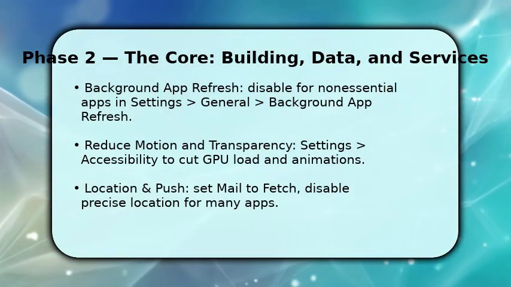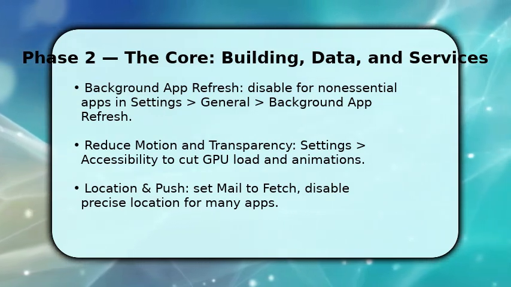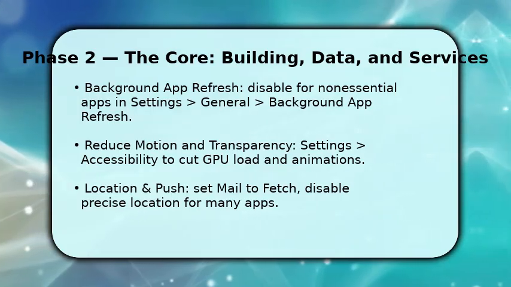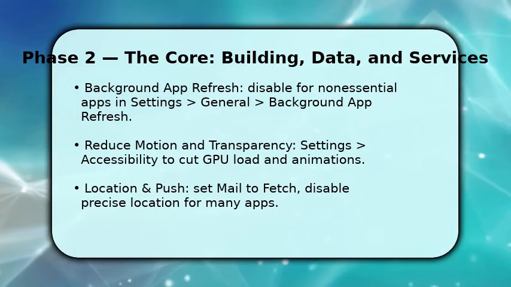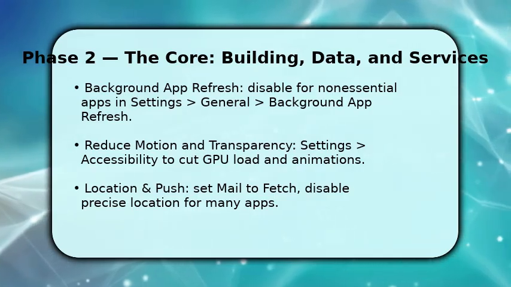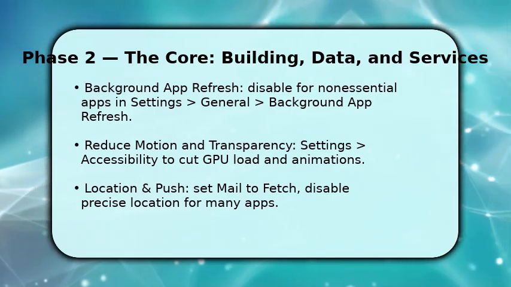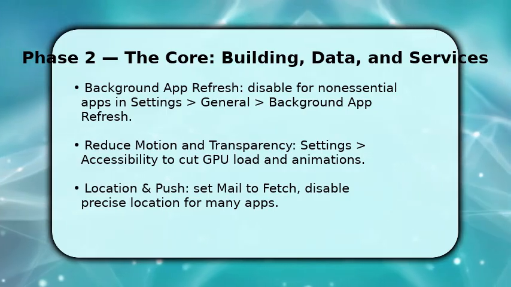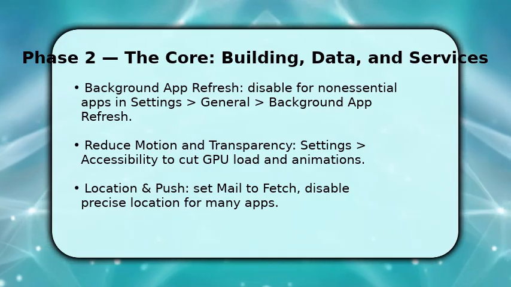Now, tune performance settings to reduce CPU and GPU strain. In Settings, disable Background App Refresh for apps you rarely use so they stop waking in the background. Next, go to Accessibility and enable Reduce Motion and Reduce Transparency. This lowers animation and visual effects that tax rendering. Finally, change Mail from Push to Fetch and disable Precise Location for non-critical apps. This reduces constant sensor and network activity, which helps smooth responsiveness in iOS 26.